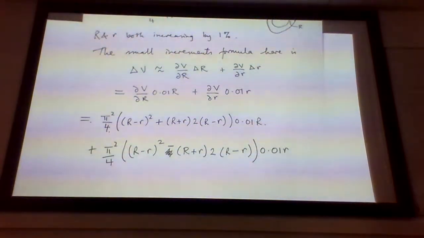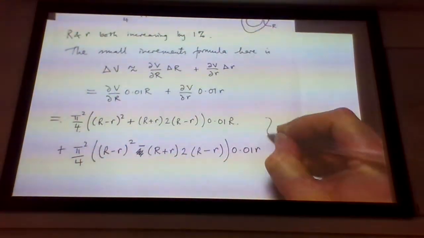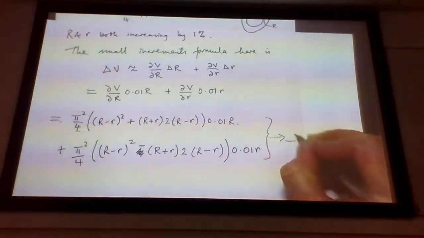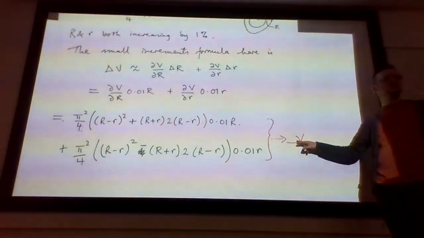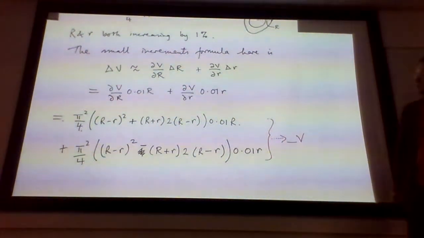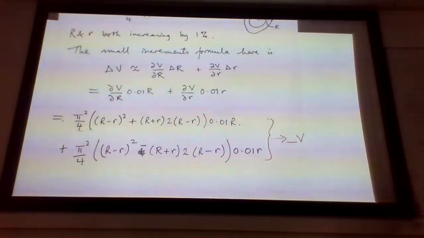So then we've got a big algebraic mess, so to speak. But what we'll be looking for here is some kind of multiple of v, because we're hoping to express this as a percentage change in the volume. So hopefully we can recombine this algebraic expression as some scalar multiple of v.